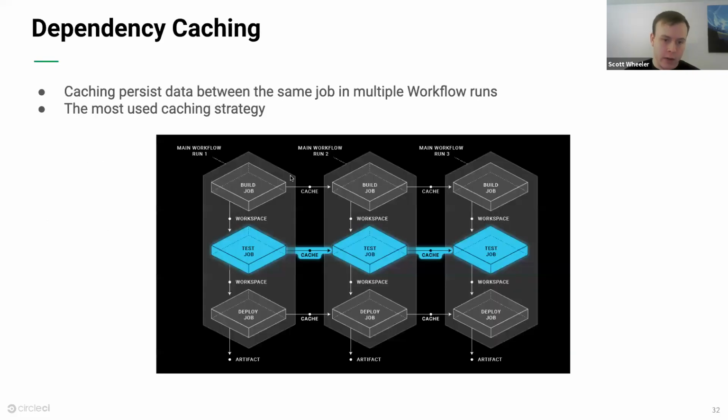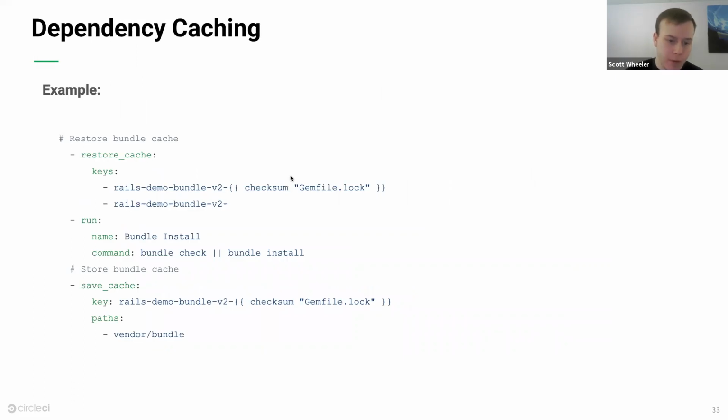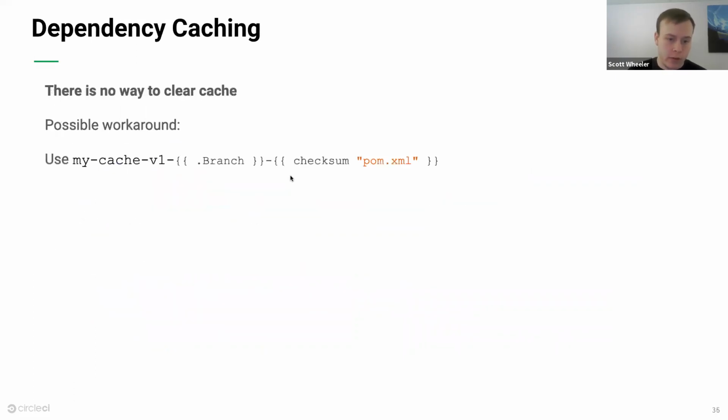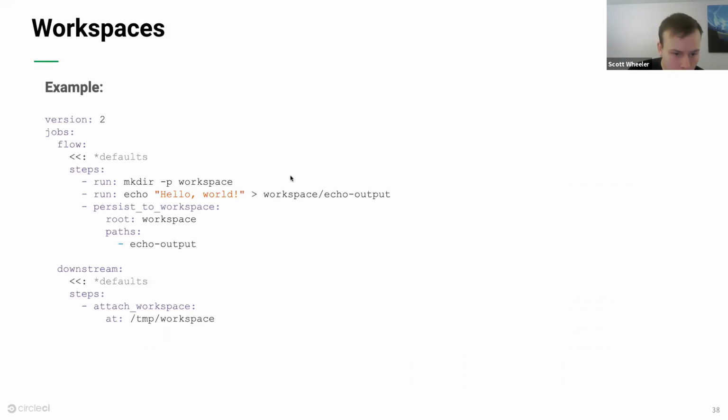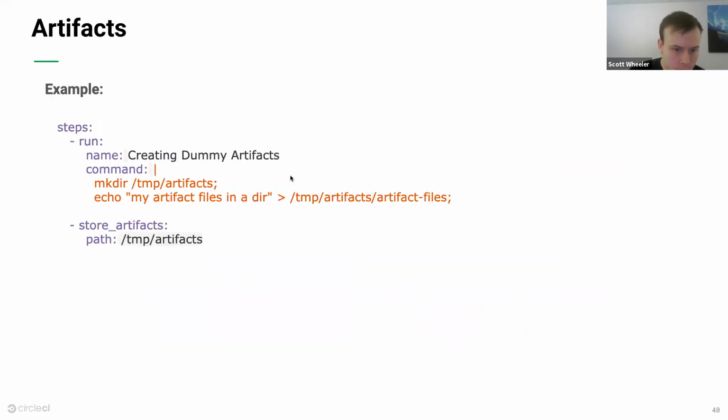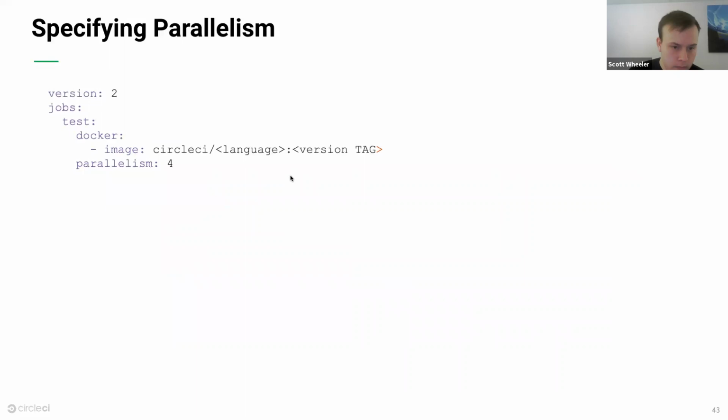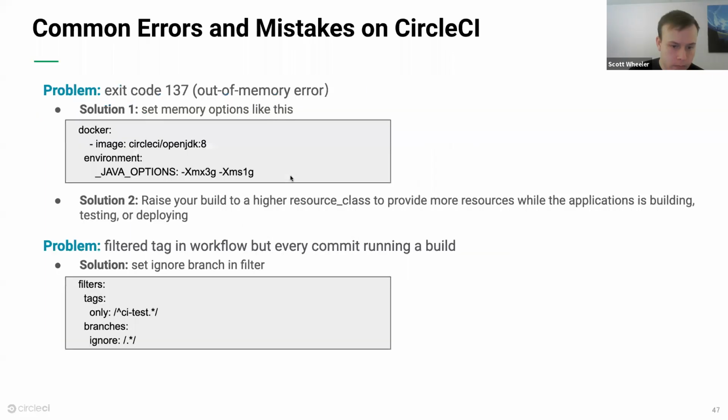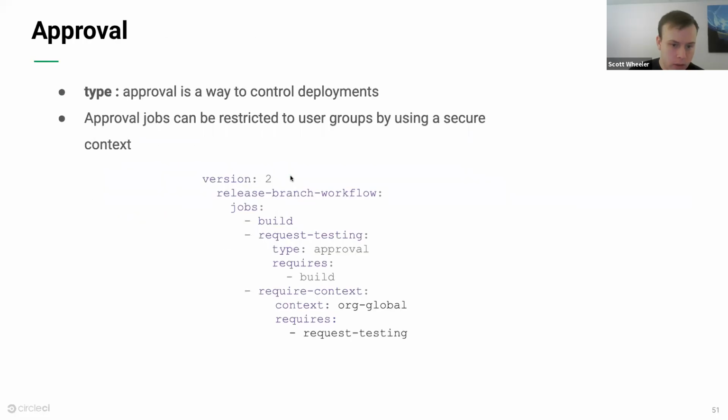So the requires tag allows you to say, don't let this step continue forward until the previous step has stopped. Right here. So in the requires context job, we say, before this job can run, we want request testing to run, which is an approval job. But this also works for deployments, so you can make sure that it runs in sequence.